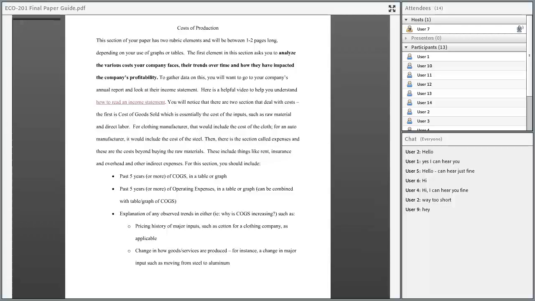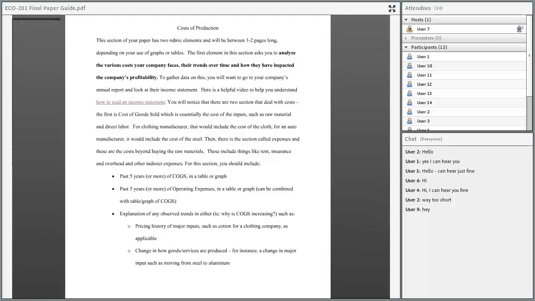So for this section, for the cost of production, in the first element, you want to examine a trend of the cost of production. So you go back 5 years, exactly the same way you did when you were examining the demand trends. So you want to find the past 5 years of operating expenses. You can provide a table or a graph. It's just going to be easier than trying to write everything. And you want to observe what the trends are.